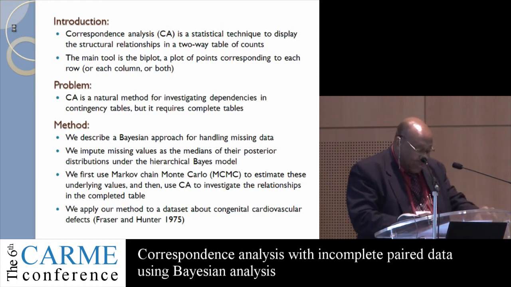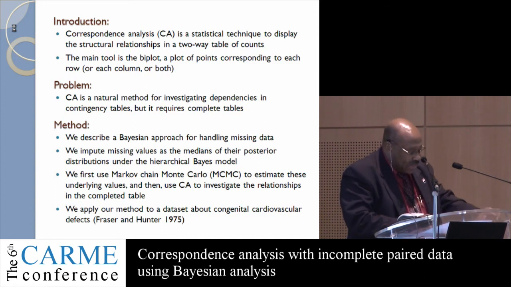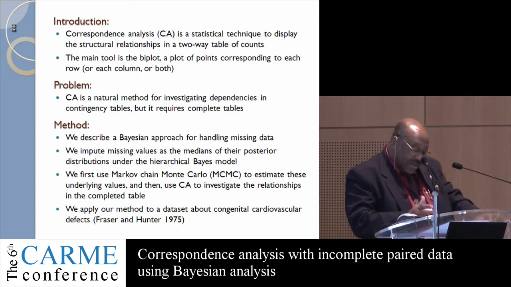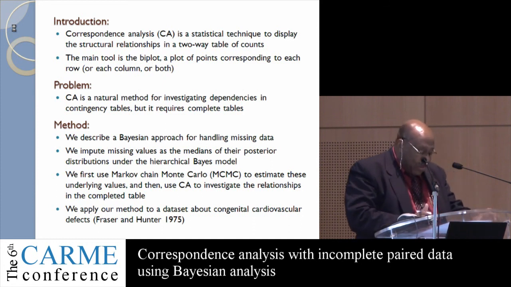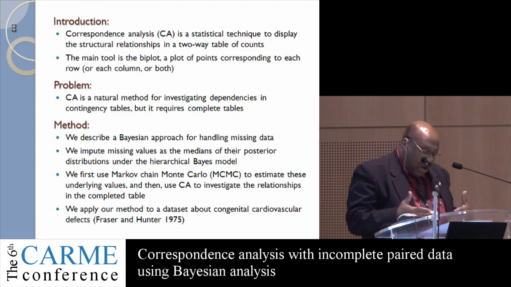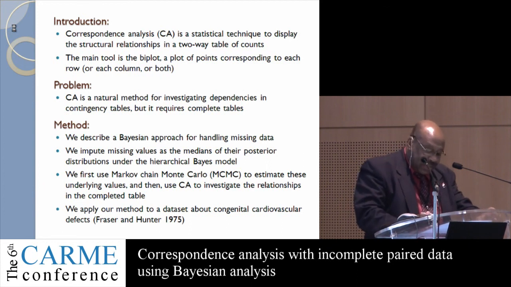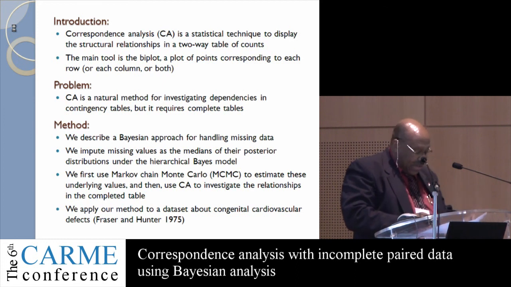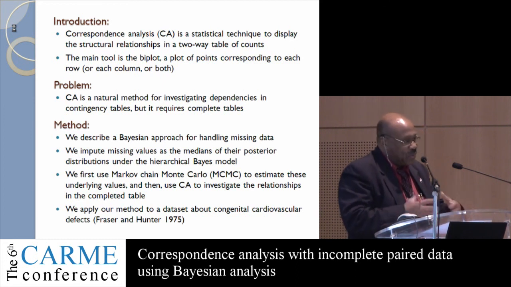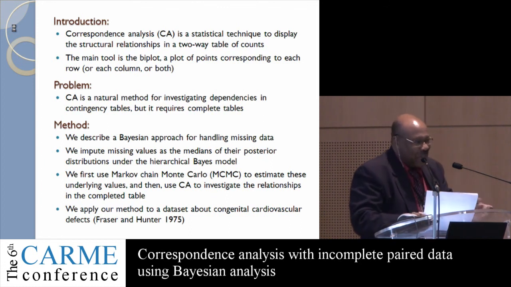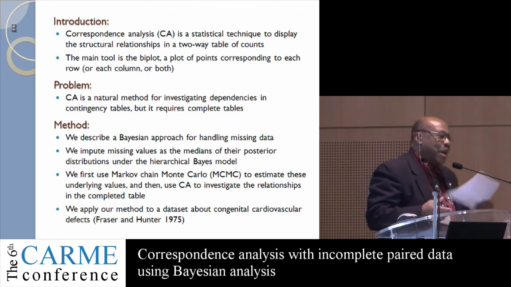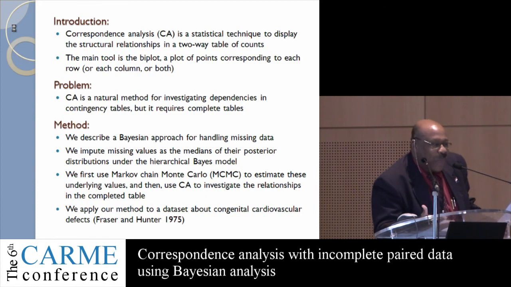We use Markov chain Monte Carlo, MCMC, to estimate these underlying values, and then use correspondence analysis to investigate the relationships in the completed table. We apply our method to a data set about congenital cardiovascular defects. There we see the different problem about direct factor and inverse factor. This problem is resolved here by a Bayesian approach. Thank you.